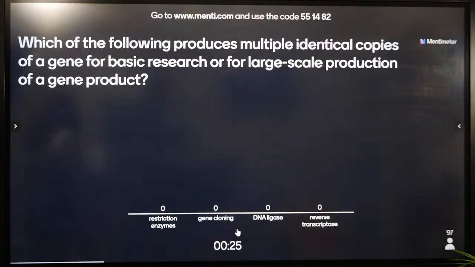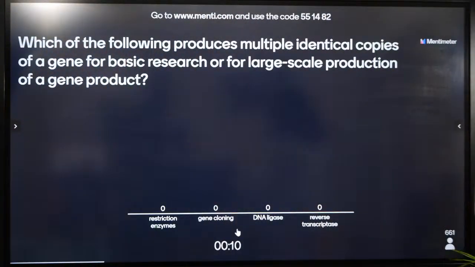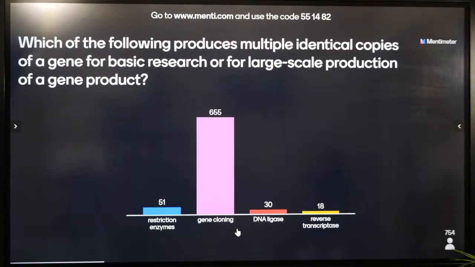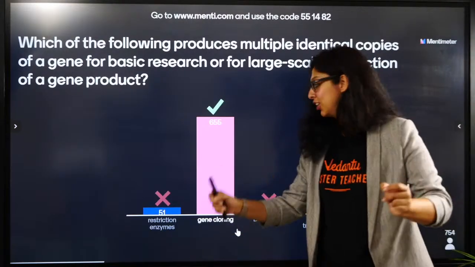5, 4, 3, 2. बताइए. Come on, you guys. Multiple identical copies of a gene for basic research. मेरे तो बायोटेक के स्टूडेंट्स भी कर रहे हैं ये सब. It should ideally have been PCR, but you clone. Clone is a word. Identical copies.